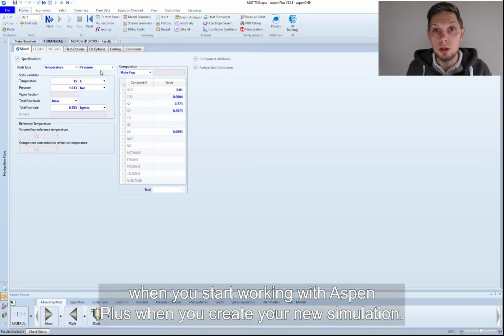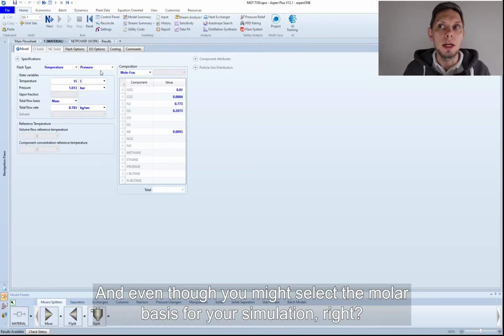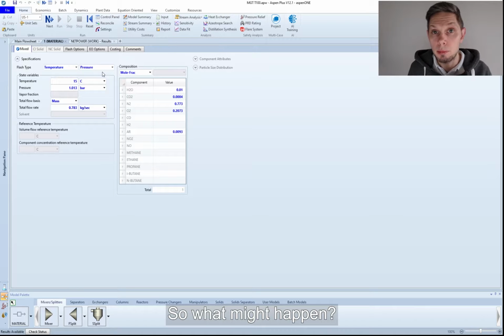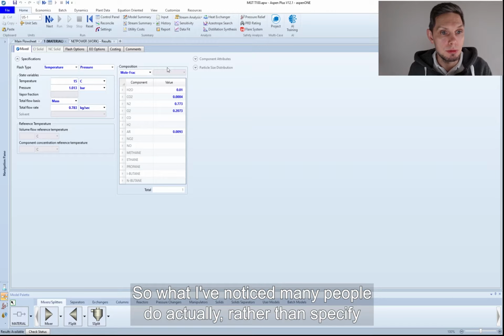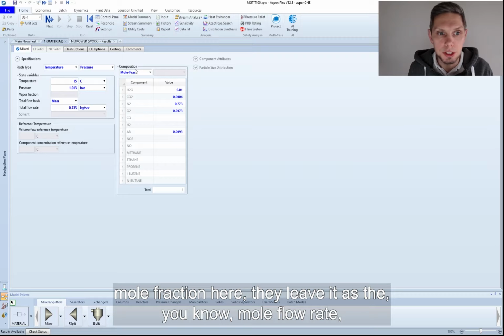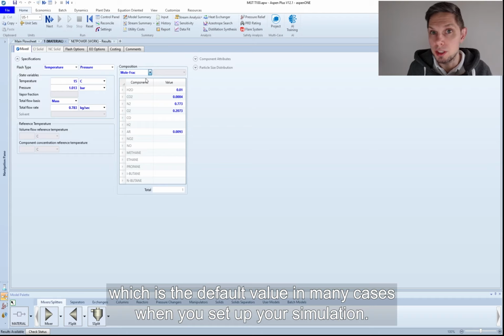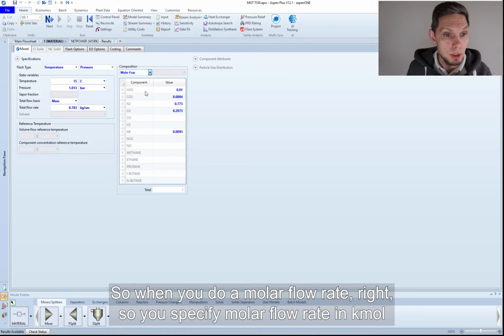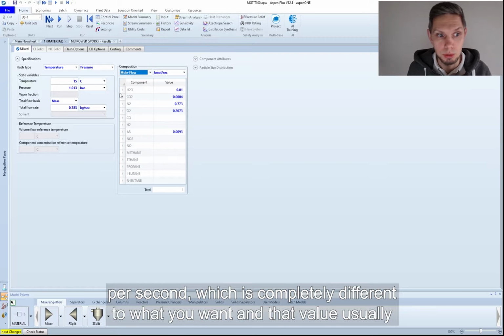But now, when you start working with Aspen Plus and create your new simulation, even though you might select the molar basis for your simulation, what I've noticed many people do is, rather than specifying mole fraction here, they leave it as the mole flow rate, which is the default value in many cases when you set up your simulation. So you specify molar flow rate in kilomole per second, which is completely different to what we want.